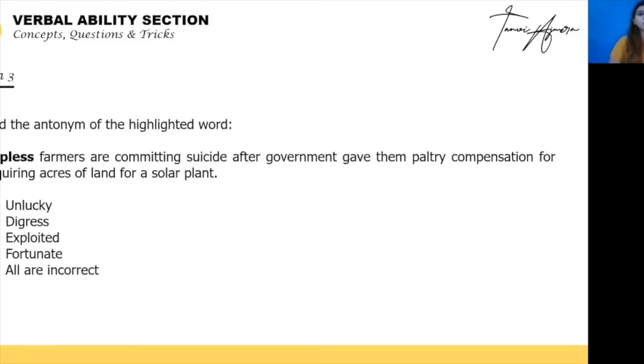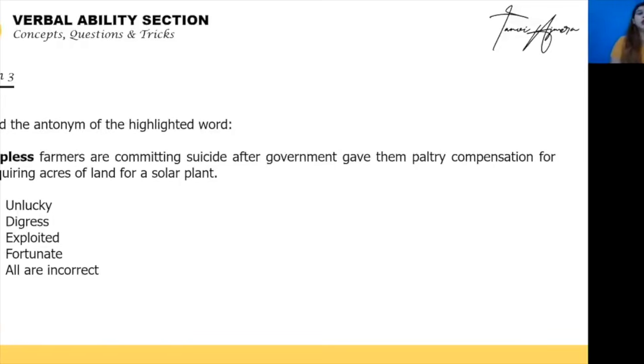Unlucky, someone who's not lucky, right? Digress, okay? You must have heard this, sometimes in group discussions or when you're talking to people, that you're digressing from the point. You're deviating from the point. Whatever is the main issue, except for that, you are taking a turn and you're talking something else. So that's what digress means, okay?